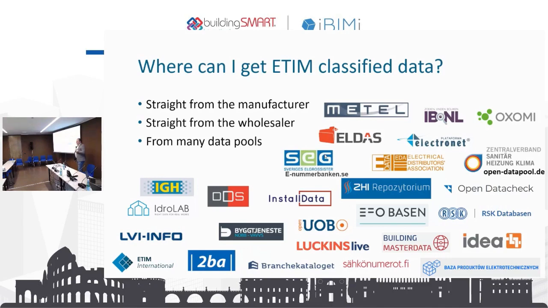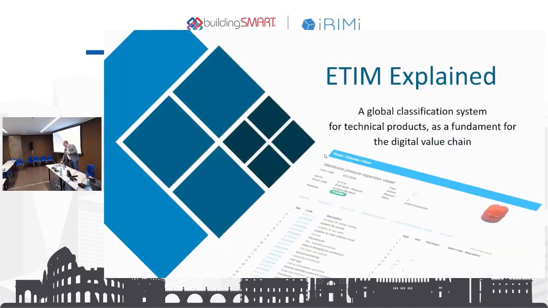And the branch organizations that support us all have national data pools where article data is stored, which you can access, which have been classified, which have technical parameters. It's up for grabs. And now ETIM is available through the bSDD. So can you see the potential? That was the short story.